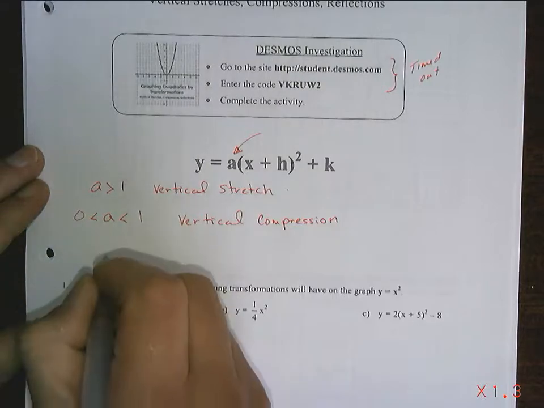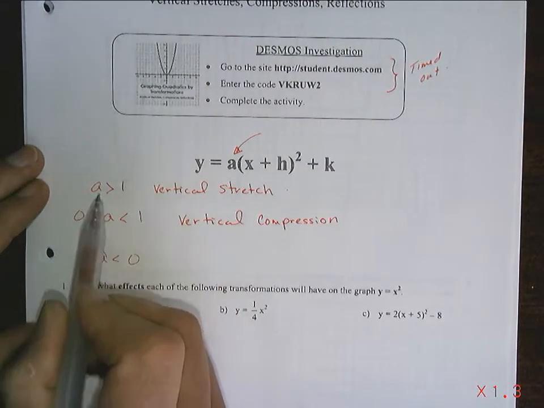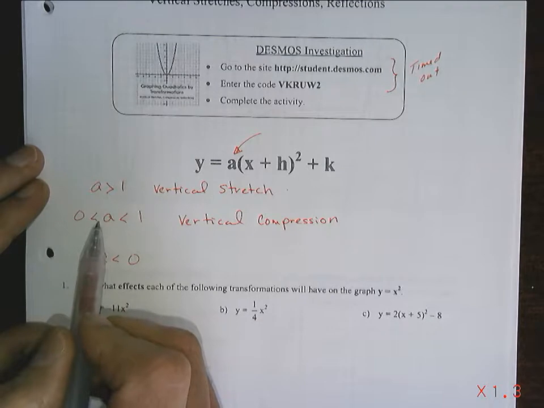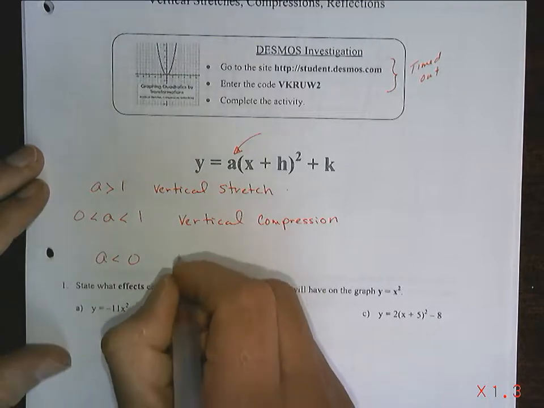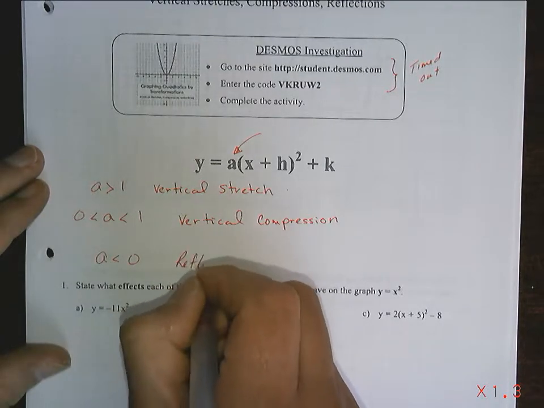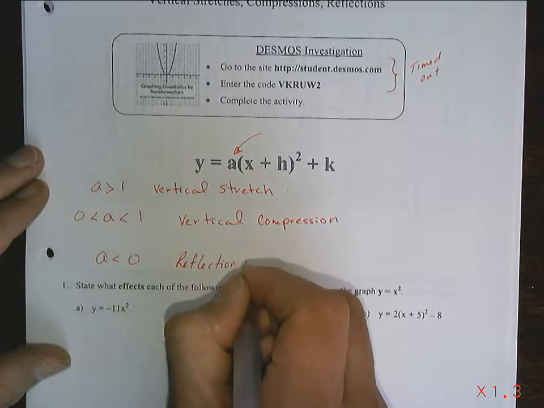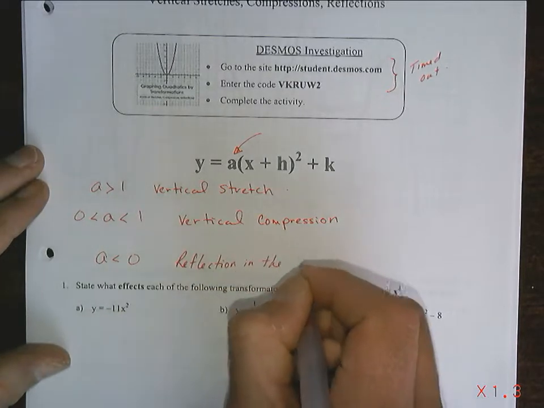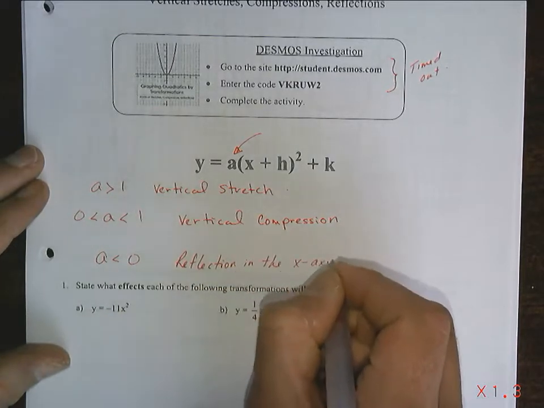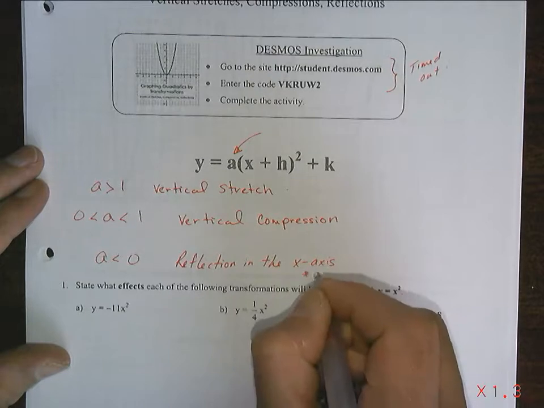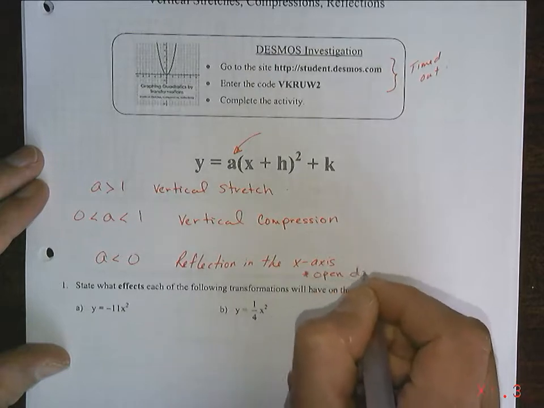And finally, if A is negative, so either it's greater than 1 and negative, or it's between 0 and 1 and negative, what you have is a reflection in the x-axis. In other words, it will open down.